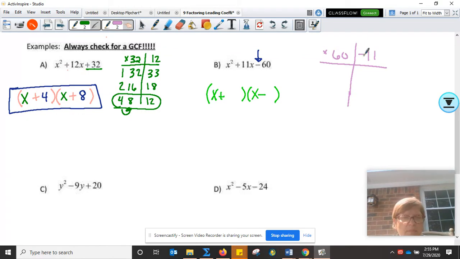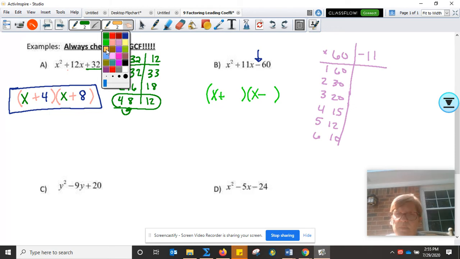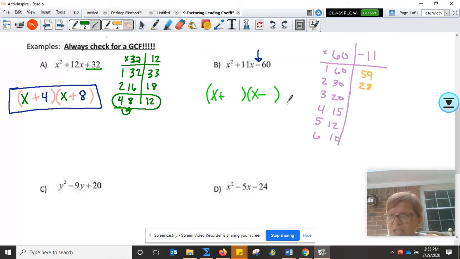Okay. We have 1 and 60, 2 and 30, 3 and 20, 4 and 15, 5 and 12, and 6 and 10. And none of the others will go. Okay, so then we're going to subtract to get 11. So now let's subtract. This gives us 59. Okay, 28. And it doesn't really matter whether you have it positive or negative, because we're going to finish this over here.